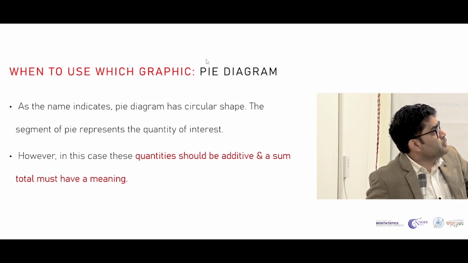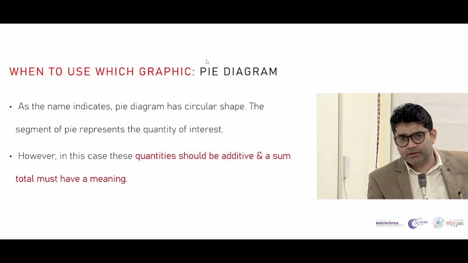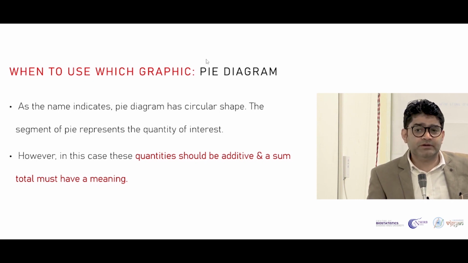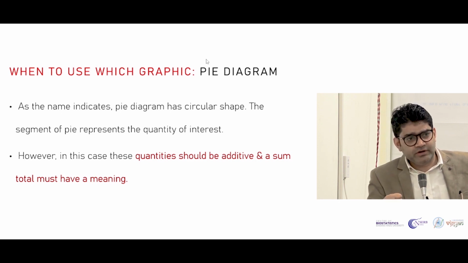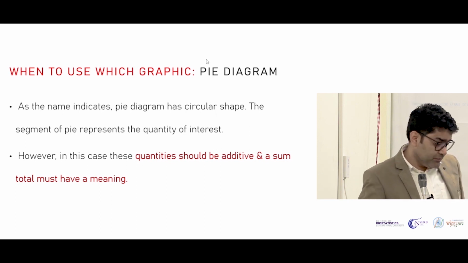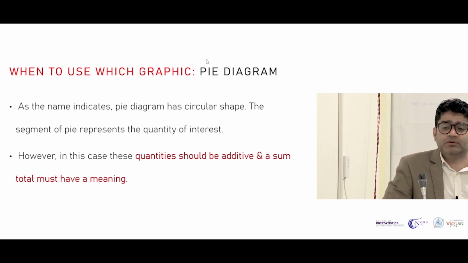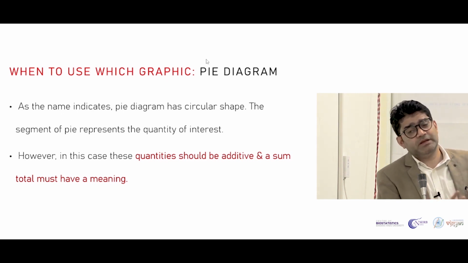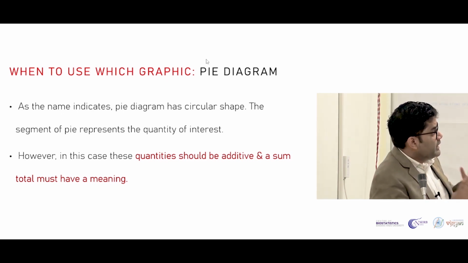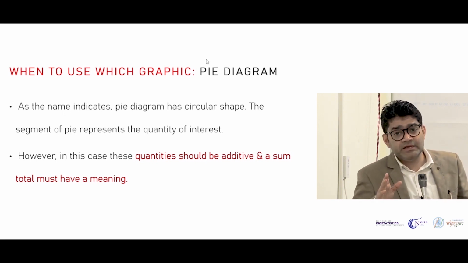Second one, when to use a pie diagram? Okay, ideally we should try to avoid the pie diagram. Why? Because it's not a good way of presenting, because here the quantity of interest is the segment of the pie, so it is difficult to catch and compare the angles. Whenever it is possible, if you are given a choice between a bar diagram or a pie diagram, go for a bar diagram. But what is the condition when we should ideally make a pie diagram? Ideally we should make a pie diagram when the events are additive in nature and in totality it has a meaning.